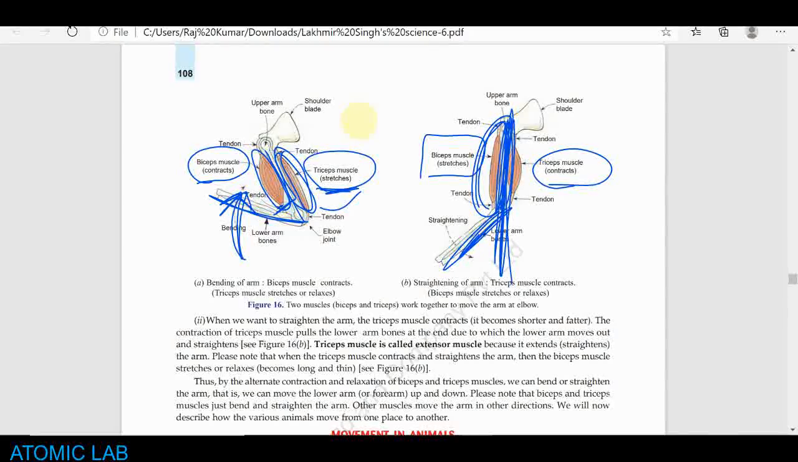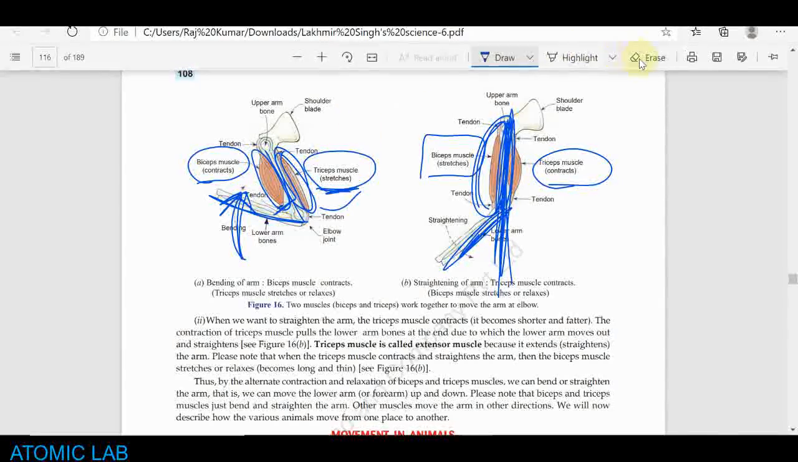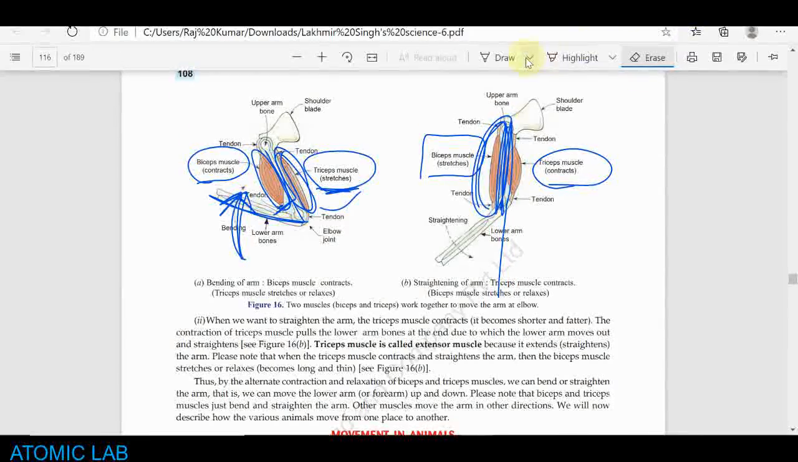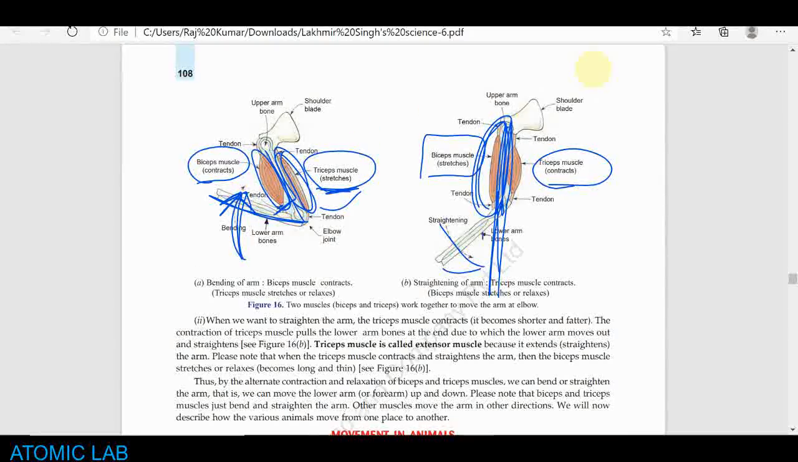But when we straighten our arm, suppose our arm was bent and now we want to straighten it, then we exert a force in the backward direction. When we exert the force in the backward direction, our triceps muscle exerts a force, and that's why it contracts, becomes strong and very tough, and increases in size. During the same time the biceps muscle relaxes and is stretched out.